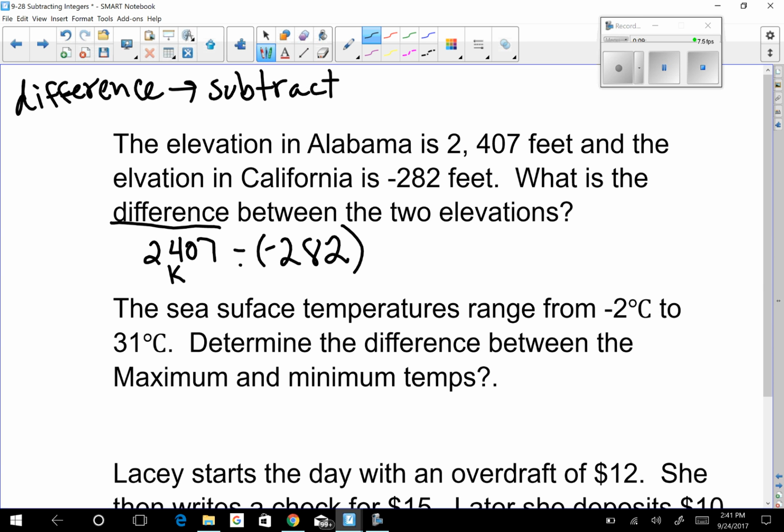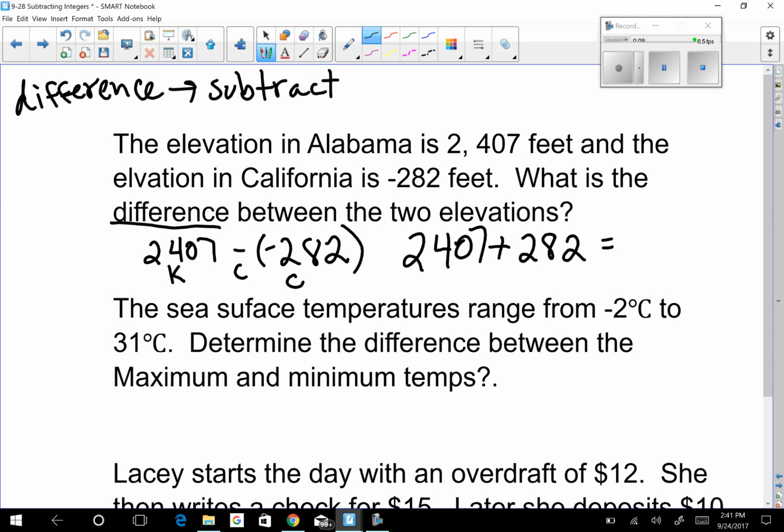Keep, change, change. So it's 2,407 plus 282. So now it's an integer addition problem. They both have the same sign. They're both positive. So we add them.